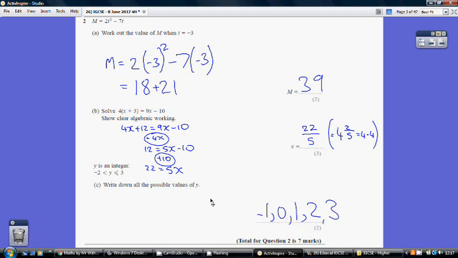So that's minus 1, 0, 1, 2 and 3. So we've included a plus 3 as it's less than or equal to 3, but we have not included a minus 2 as we're greater than minus 2, and don't forget that 0 is an integer.